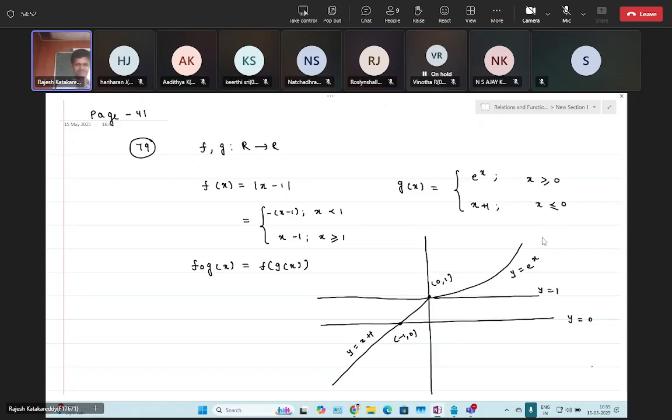Somebody said something. Sir, yes, please. Sir, explain the graph once again, sir. Like how I have drawn the graph, huh?